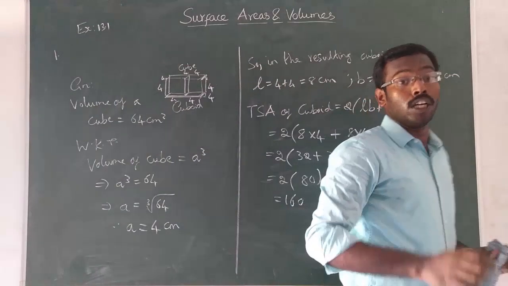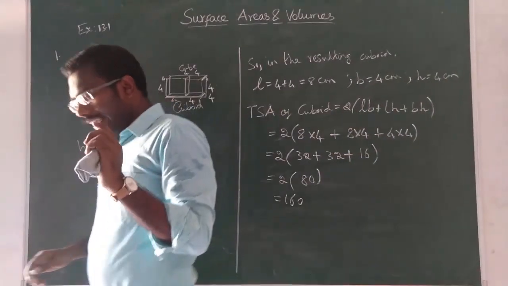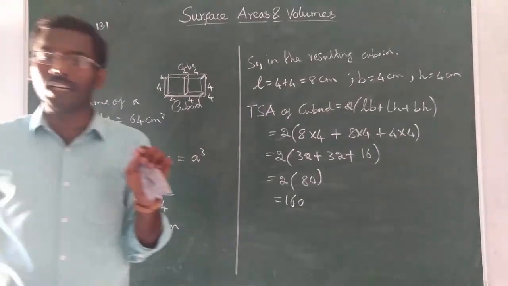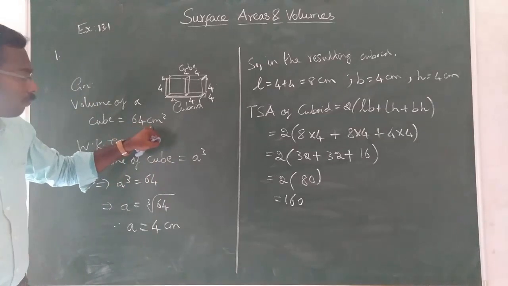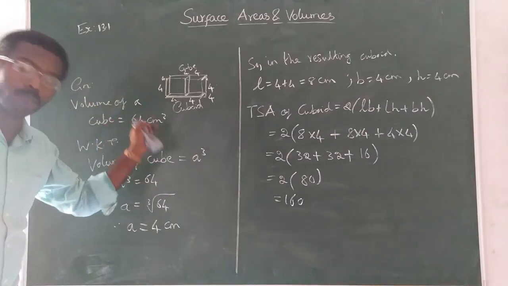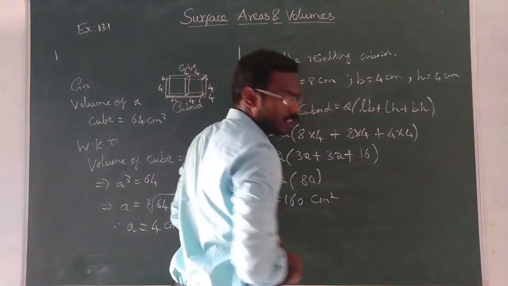In surface area and volumes, we are dealing with shapes, so you must write the unit. I already told you the area unit is always square only. Meter means meter square, centimeter means centimeter square. So here centimeter is given. Volume means cube, but area means square. So centimeter square.